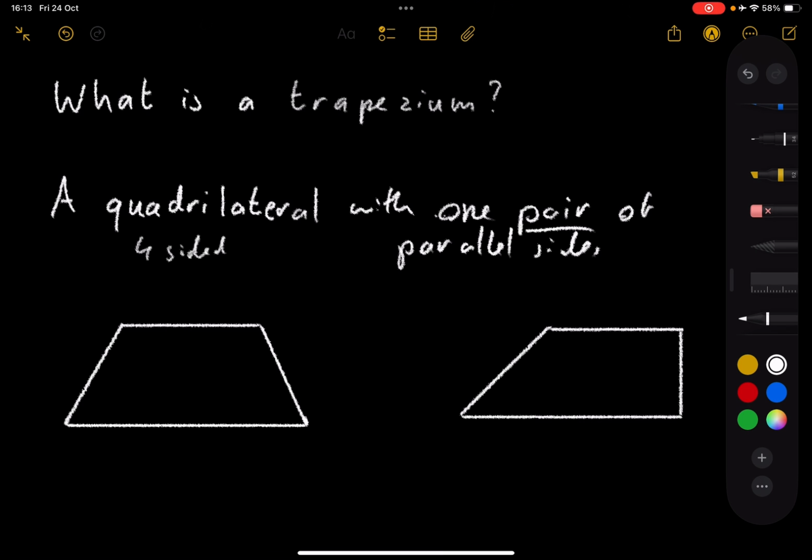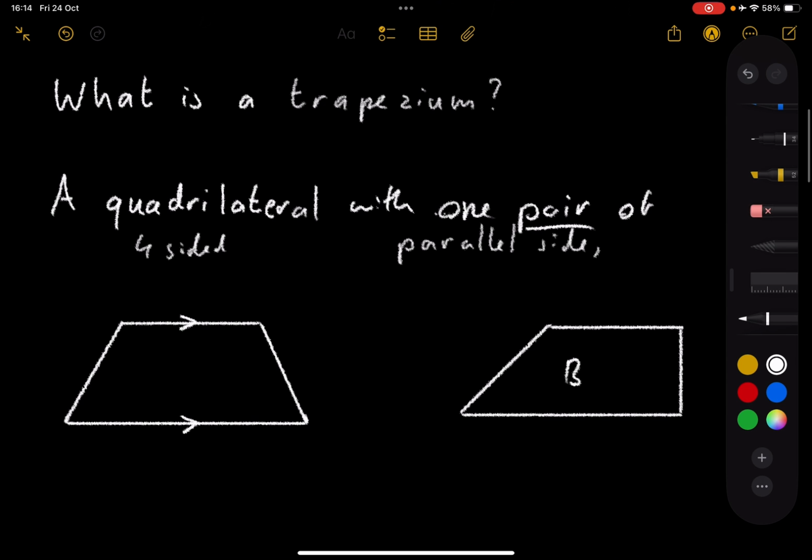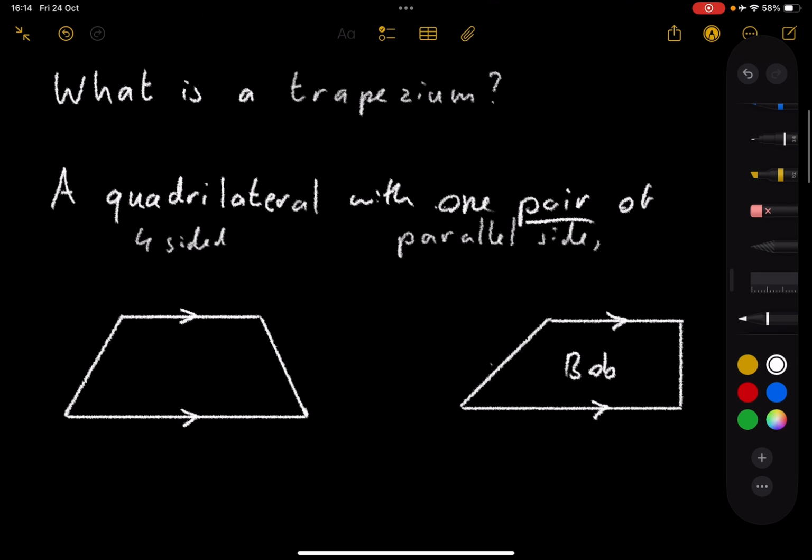So for example, on our example here, there's Alice, and you see that I put these arrows onto it, and that shows that those sides are parallel. And we think about Bob here. Where are the parallel sides? Right here. In each case, there's only one pair of parallel sides, and that's what these arrows show. We can see just by the sketch that the ones on the left and the right are not parallel. So there we go, trapezium. It's a quadrilateral with one pair of parallel sides, a four-sided shape.